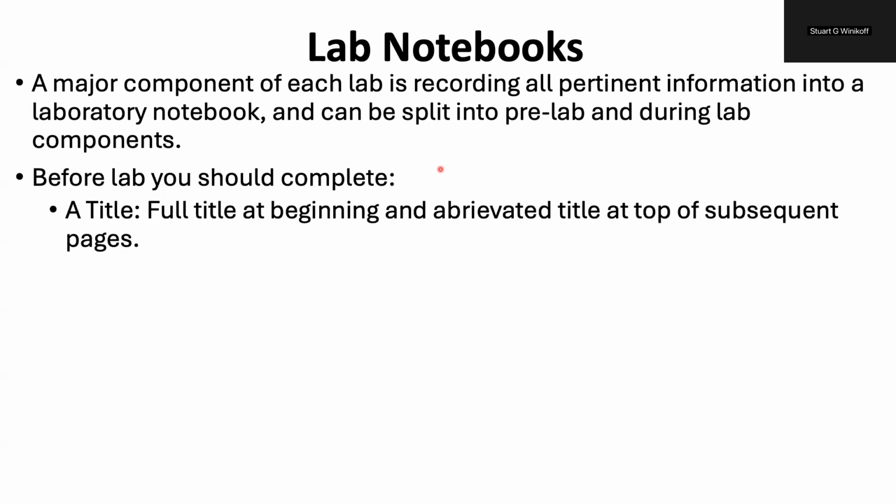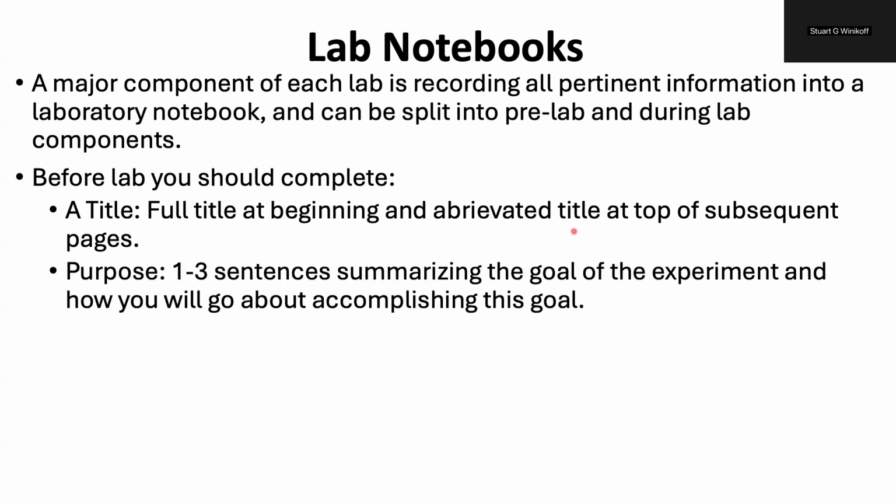So before lab, a couple of things you need. First of all, make sure you have a title so you know what lab you're doing. You usually want the full title at the beginning of the section and an abbreviated title at the top of each subsequent page, so you know when you go from one experiment to the next. Then you're going to want a purpose, which is just 1 to 3 sentences summarizing what the goal of the experiment is and how you're going to accomplish that. So for example, our first experiment is we're going to try and make bioethanol from a sustainable fuel source. And we're going to do that through fermentation and distillation. Fermentation to make the ethanol, distillation to separate it out.